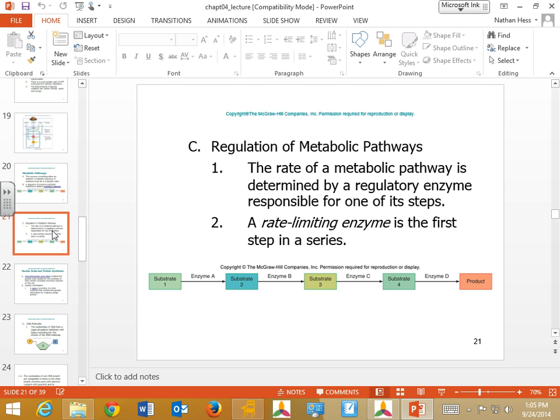I'm sorry? How does it limit the rate? It would, because enzyme B here cannot work until enzyme A creates its product. Enzyme B is taking enzyme A's product and turning it into something else. It affects the rate because it can't keep going if this first one is not doing its job, or if it slows down, because B and C and D can't work until A does its thing.